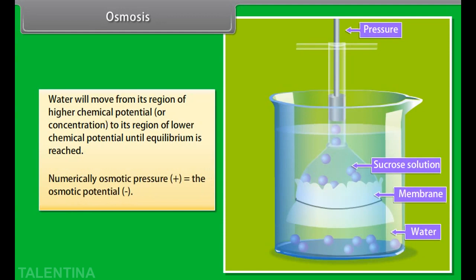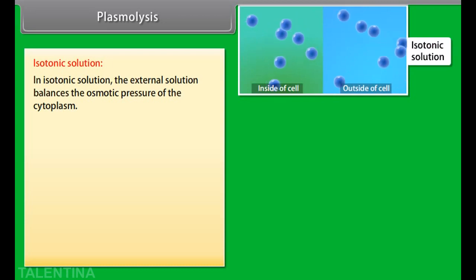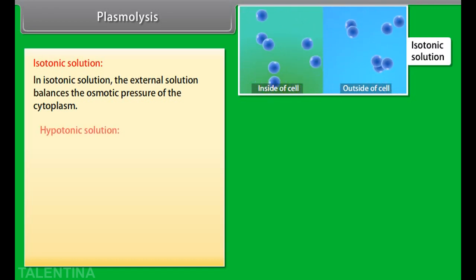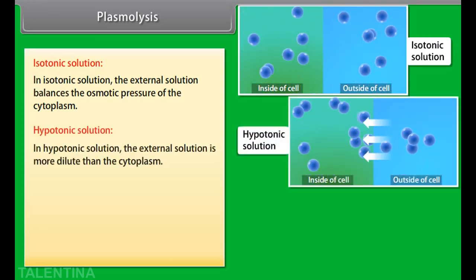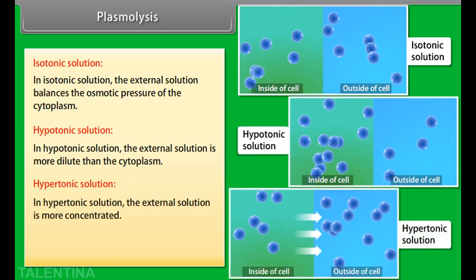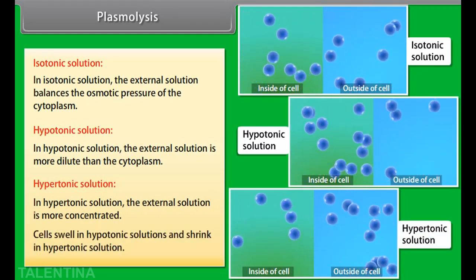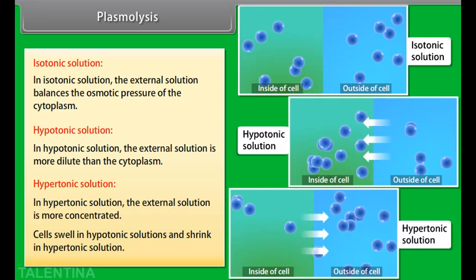Osmotic pressure is the positive pressure applied, while osmotic potential is negative. Plasmolysis. The behavior of the plant cells or tissues with regard to water movement depends on the surrounding solution. If the external solution balances the osmotic pressure of the cytoplasm, it is said to be isotonic. If the external solution is more dilute than the cytoplasm, it is hypotonic. And if the external solution is more concentrated, it is hypertonic. Cells swell in hypotonic solution and shrink in hypertonic ones.